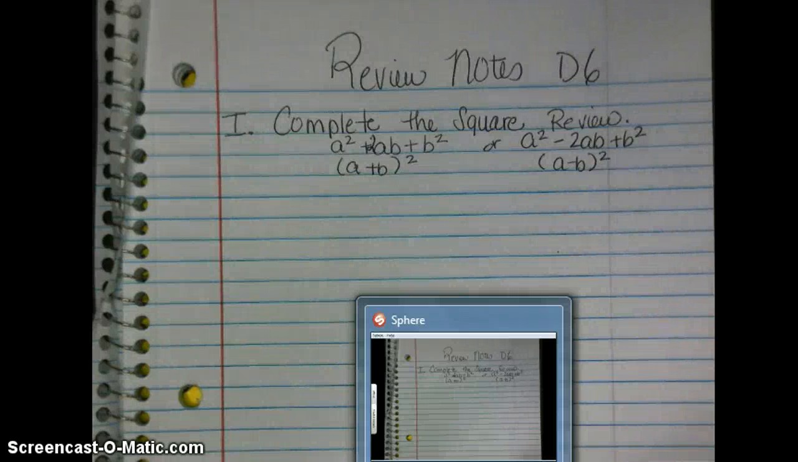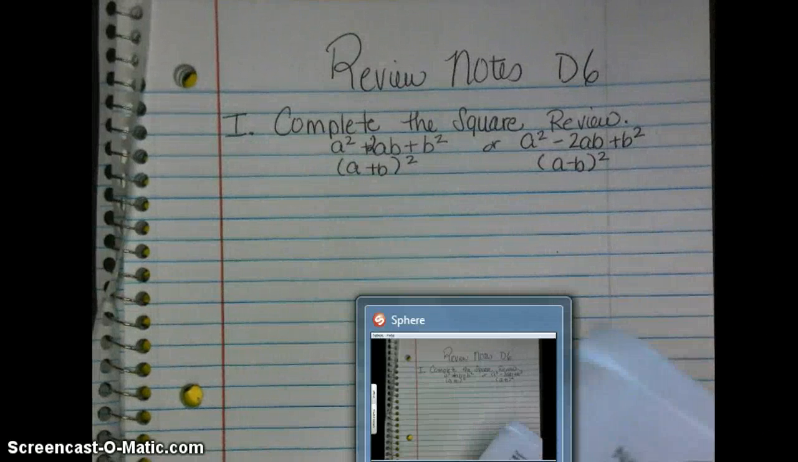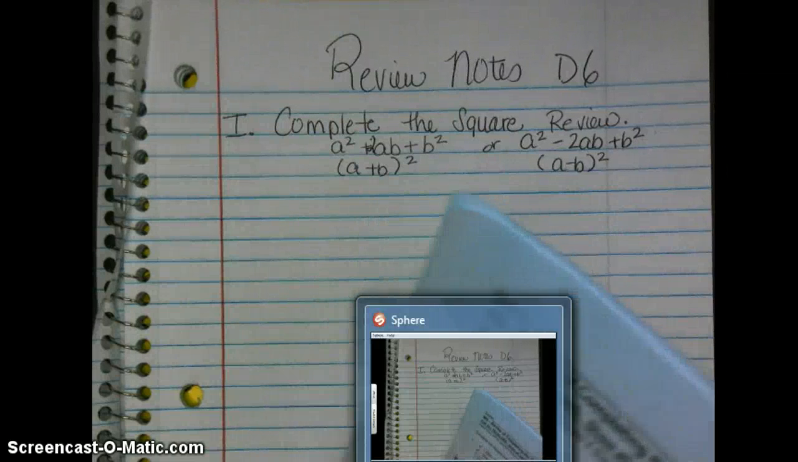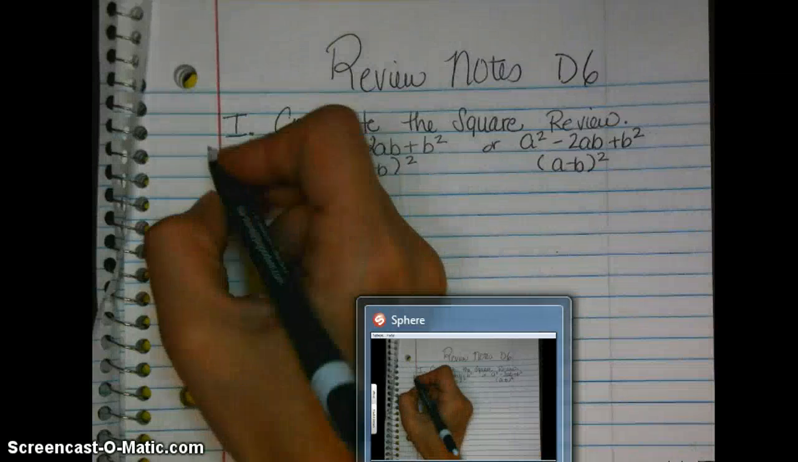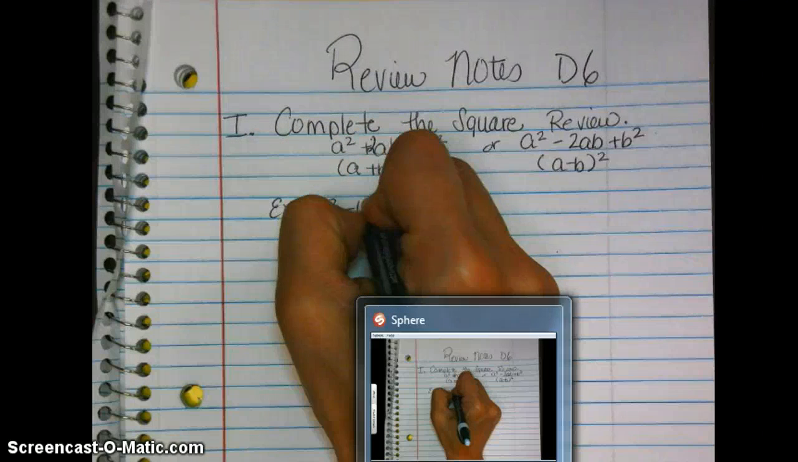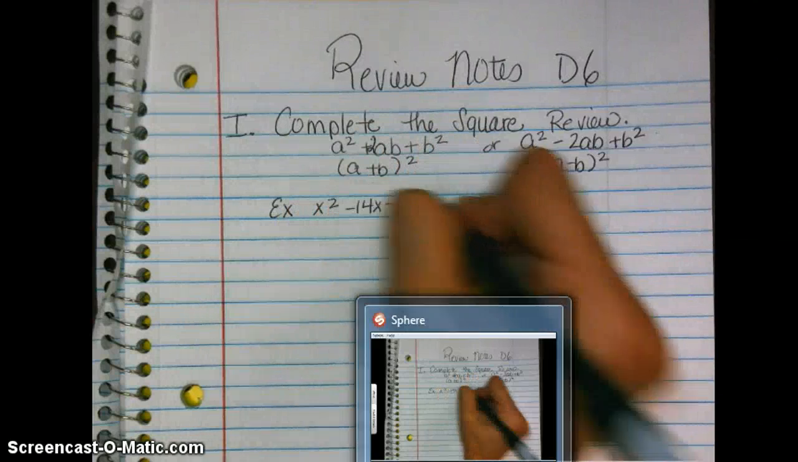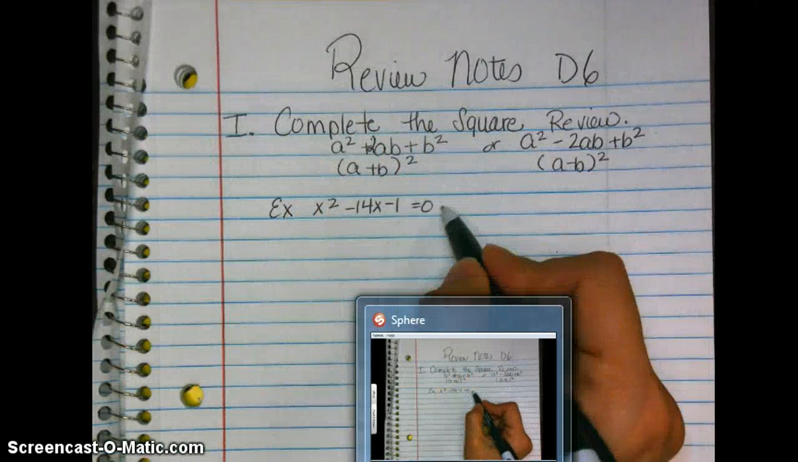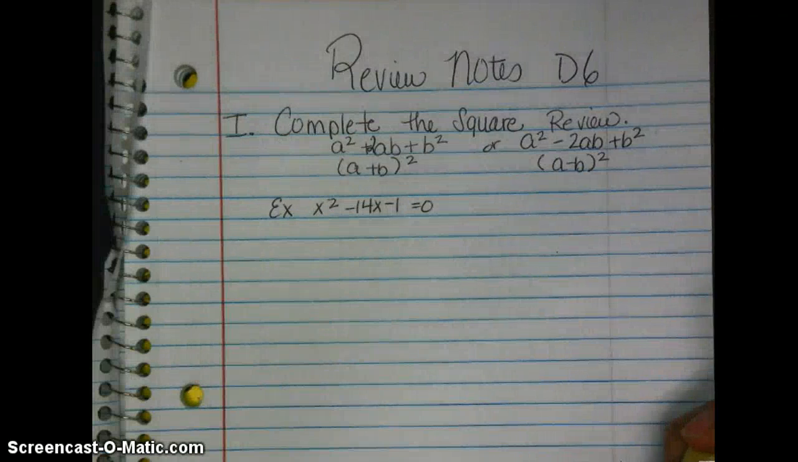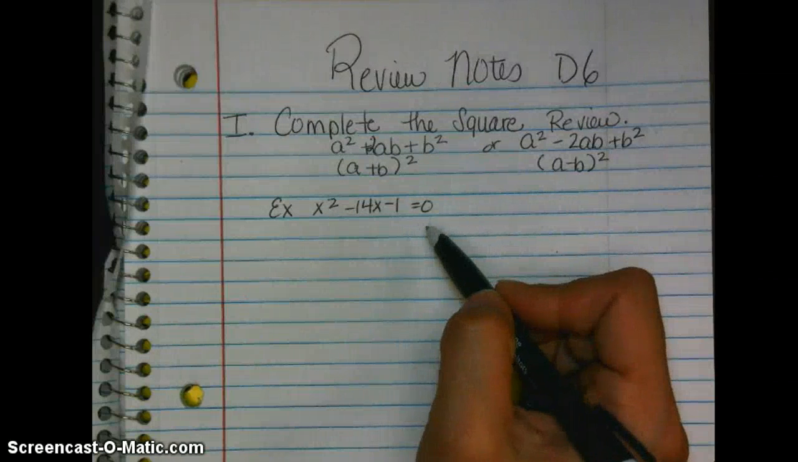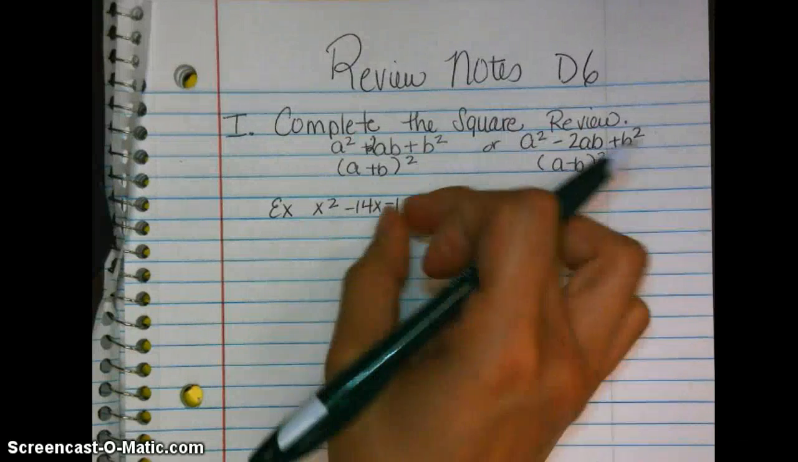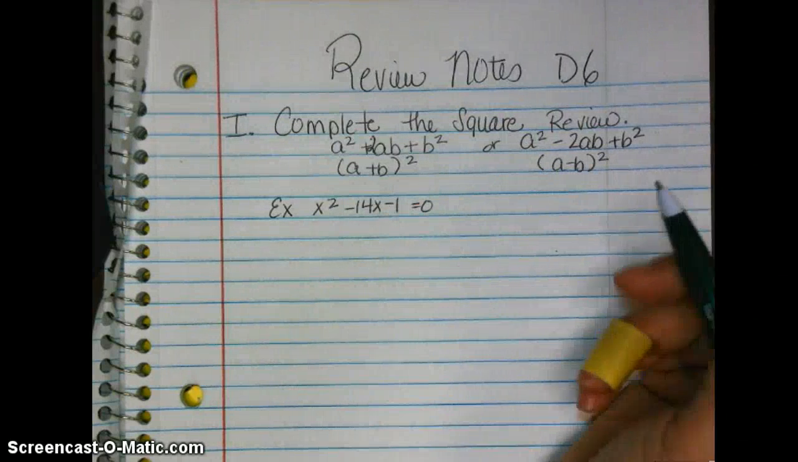So, looking at your D6 assignment, number one, they kind of show you the steps. Maybe it's not coming back to you, so I'm going to do number two with you guys as an example, and it's x squared minus 14x minus 1 equals 0. Because I have an equal sign, I do have the option of completing the square, because we can use the addition of equality property, meaning if I add something to both sides of the equation, I still have an equal equation.